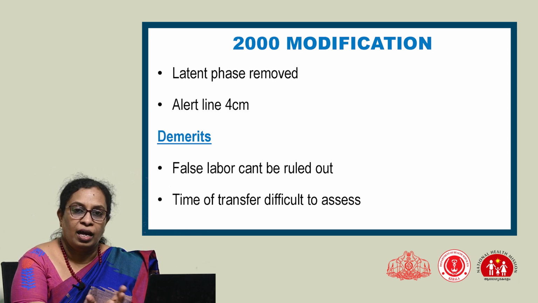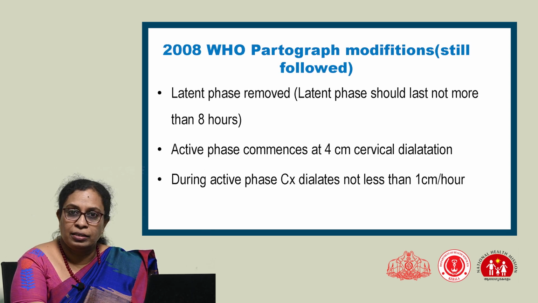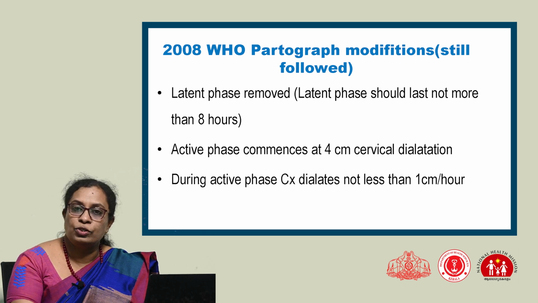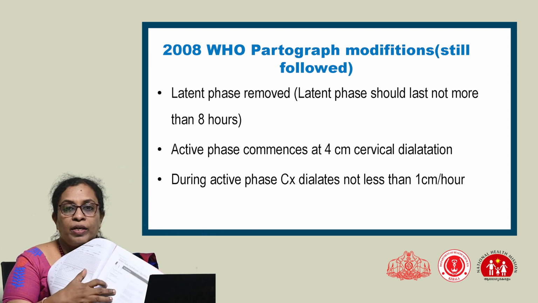Here the demerits were that false labor cannot be ruled out, and the time of transfer. Mainly the partogram is used to decide when proper action is to be taken in remote areas, when the patient has to be transferred to a tertiary center for better care. So these factors could not be taken care of. In 2006, they came out with the color-coded partogram, which would be easy for health workers, but it also didn't catch on. And finally, in 2008, the WHO partogram modifications were introduced, which we still follow and which is carried in most of our hospital case sheets.